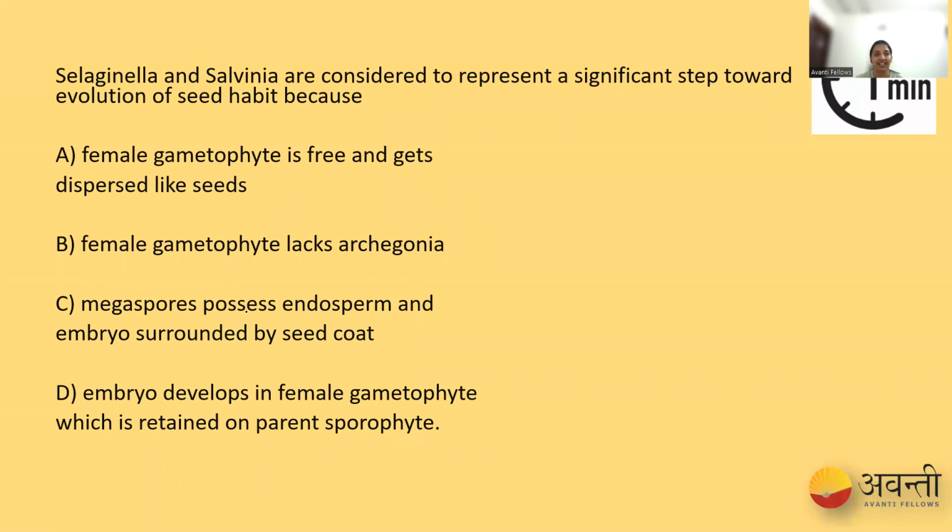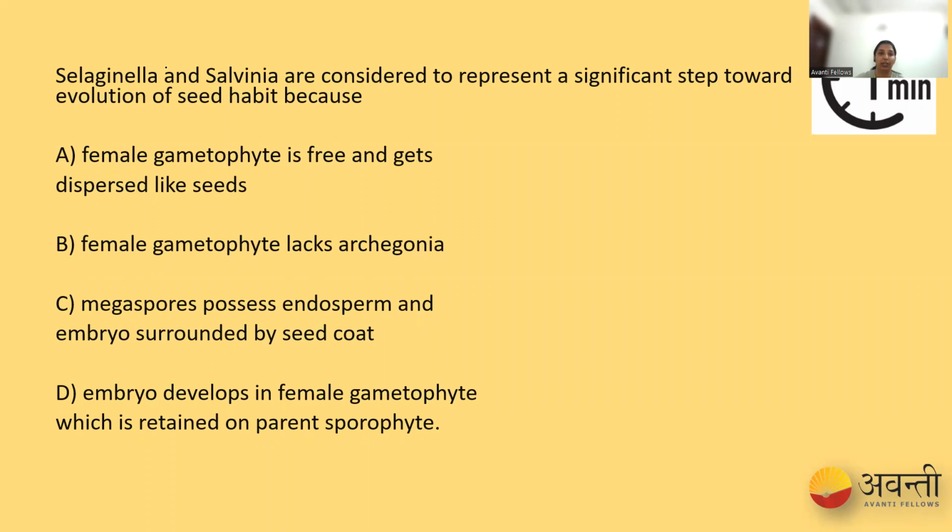Next question says, Selaginella and Salvinia are considered to represent a significant step towards the evolution of the seed habit because: A, a female gametophyte is free and gets dispersed like a seed. B, a female gametophyte lacks archegonia. C, a megaspore possesses endosperm and embryo surrounded by seed coat. D, the embryo develops in female gametophyte which is retained on the parent plant. This is a direct question from the NCERT.